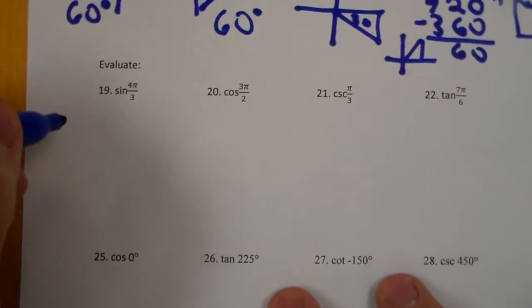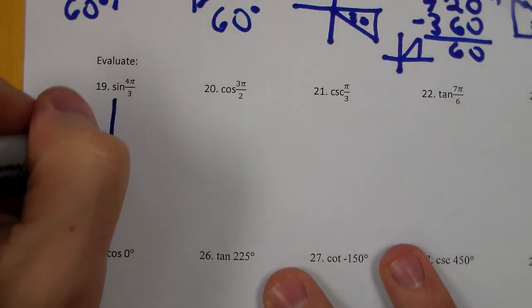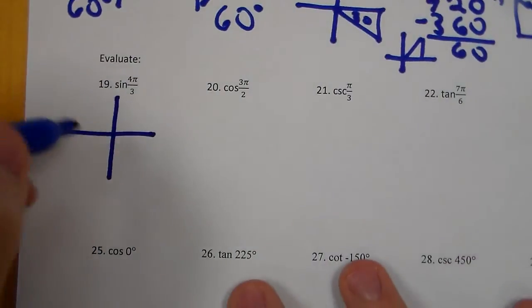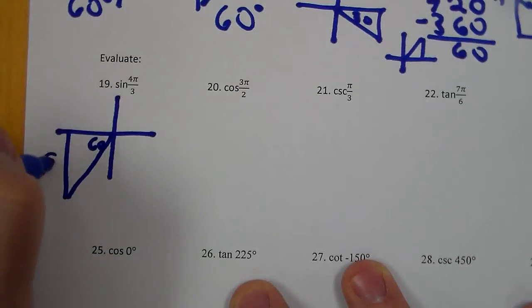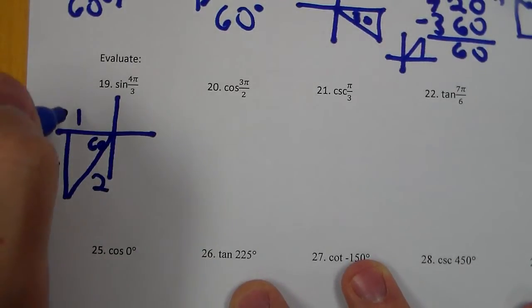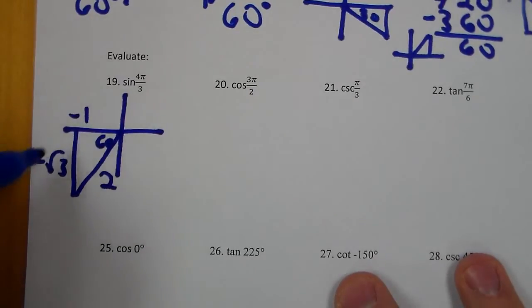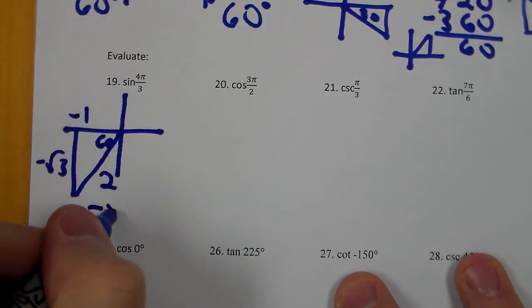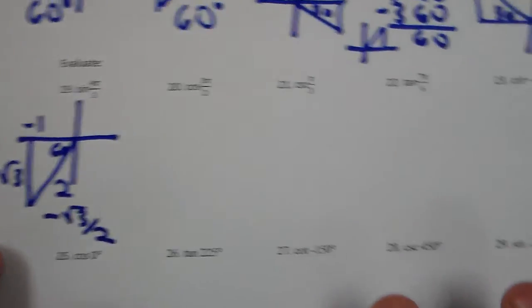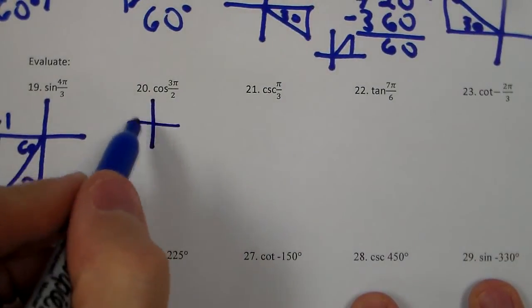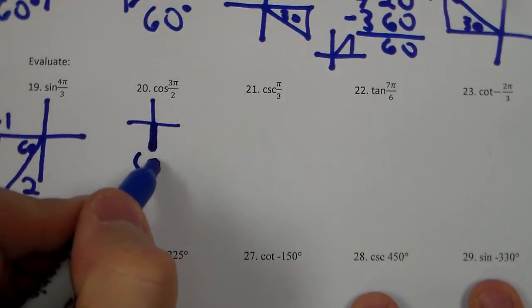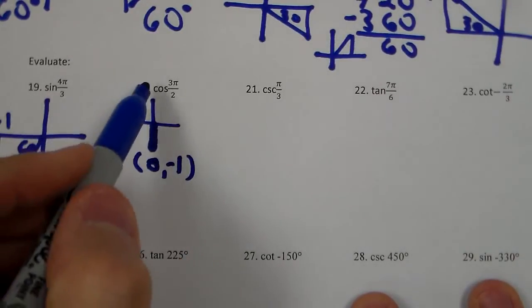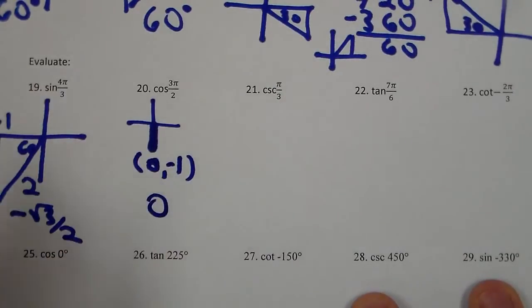For number 19, sine of 4 pi over 3. 4 pi over 3 is going to give a reference angle of 60 degrees. So we have root 3, 1, and 2 with both the x and the y negative. Sine is opposite over hypotenuse, so that'd be negative root 3 over 2. Cosine of 3 pi over 2 would be on the bottom of the vertical axis. At that coordinate, it is 0, negative 1. Cosine is the x value, so cosine of 3 pi over 2 is just 0.